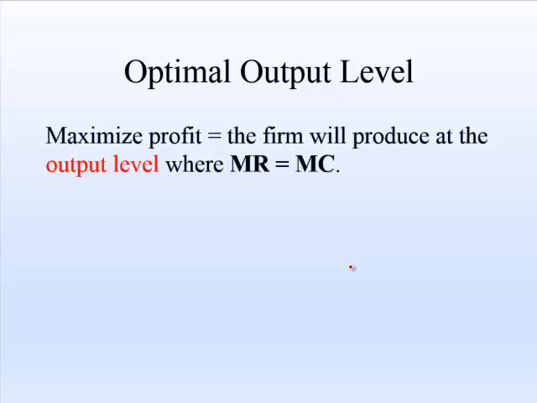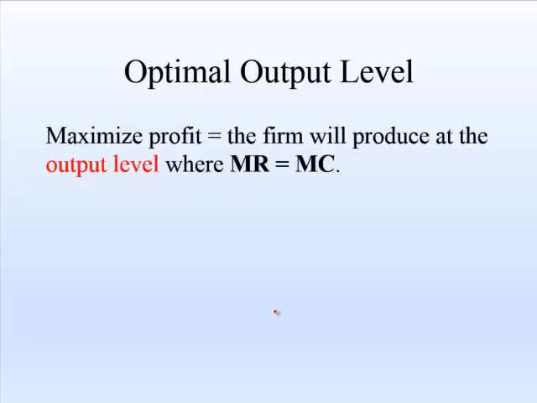So to get the maximum profit, the firm will produce at the output level where marginal revenue is equal to marginal cost. So the marginal cost plays an important role in this, that the point where marginal revenue and marginal cost are the same, we will produce up to that point. So at what level should be the optimum output level of a firm, how much should they produce to maximize their profit?